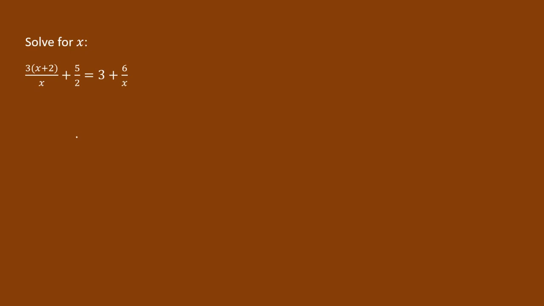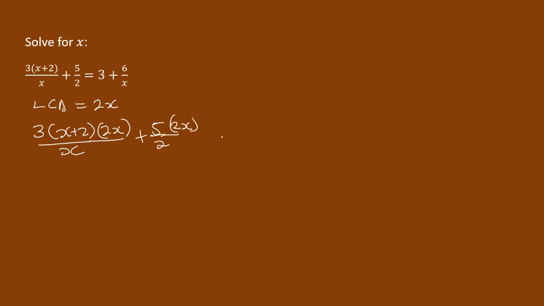And then on this one, the LCD is 2x. LCD is equal to 2x. So we multiply every term in the equation by 2x. It's 3x plus 2 over x times 2x, then plus 5 over 2 times 2x is equal to 3 times 2x plus 6 over x times 2x. Okay, then x divided by x is 1. We remain with 2 there.